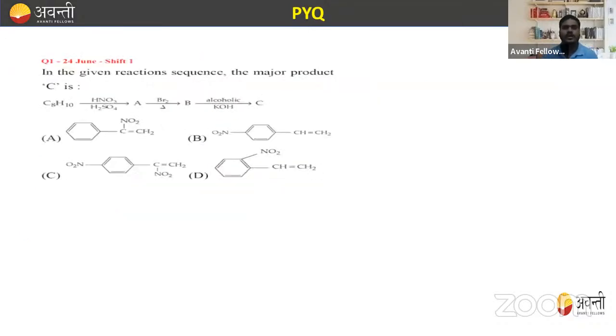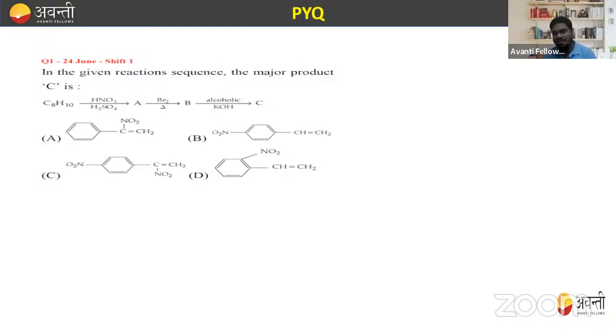Okay, now in the given reaction sequence, the major product C is what you have to identify. When we treat C8H10 with HNO3 and H2SO4, the formation of A takes place. Now when A is treated with Br2, the formation of B takes place. Now when this is treated with alcoholic KOH, formation of C takes place. You have to identify what C is here. So what is C8H10 here?